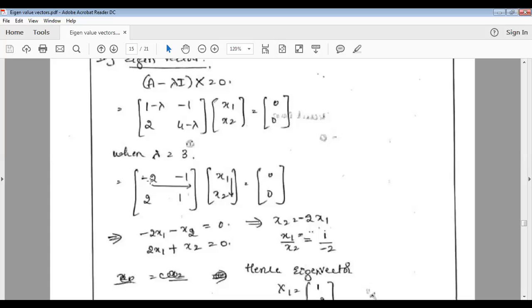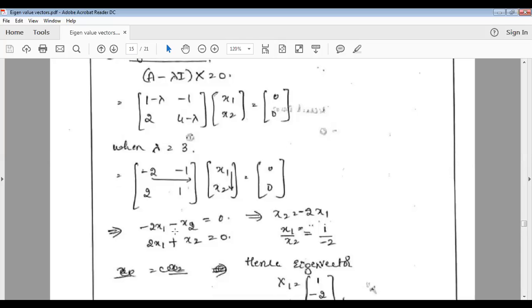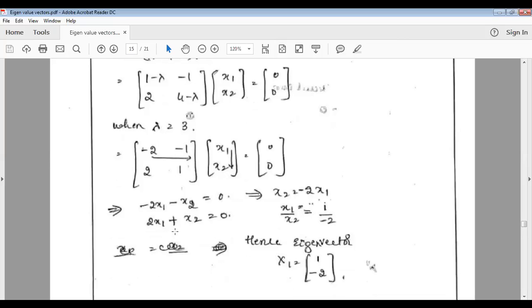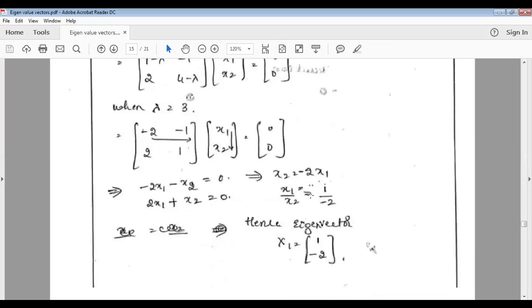So here I have minus 2x1 minus x2 equal to 0, and 2x1 plus x2 equal to 0. There are two unknowns, two equations. You can use the cross multiplication or Cramer's rule to find the value. And x1 from all this will turn out to be 1 and minus 2, right?